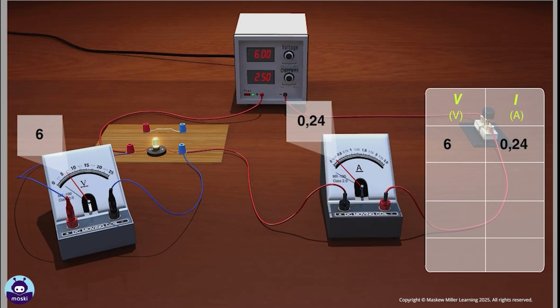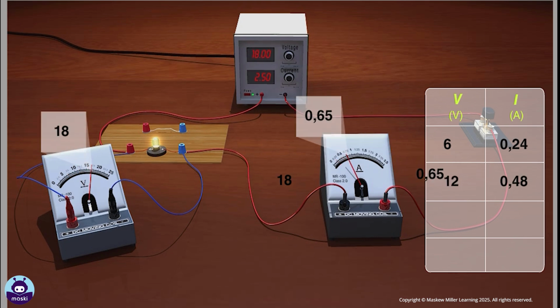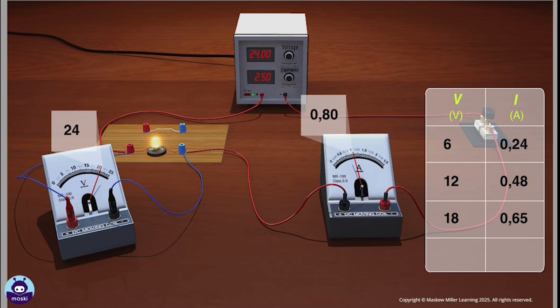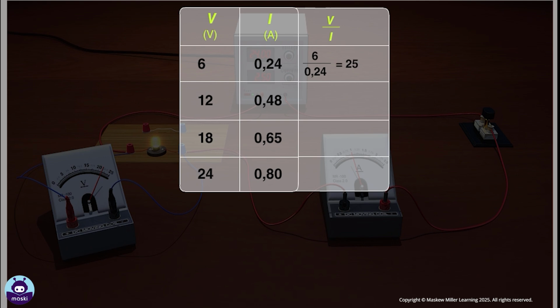Different conductors have different values of resistance, and hence, the current flowing through them will be different for a given value of voltage. Let us increase the supply of voltage gradually and note down the values of current. As we can see, the current increases with increase in voltage, but is this increase linear? If we calculate the ratio of V to I, we find that this ratio is not constant.